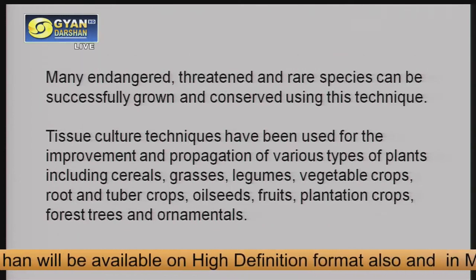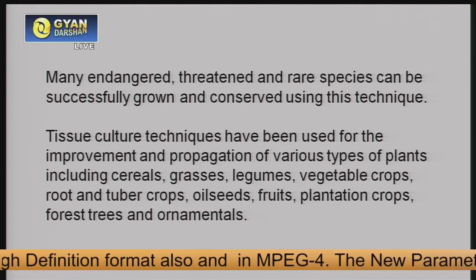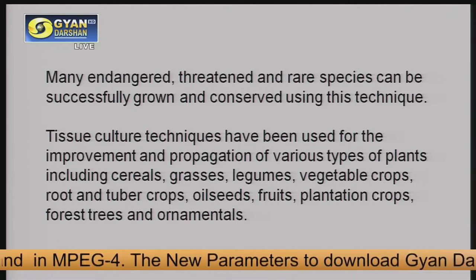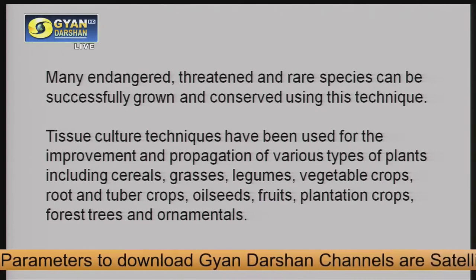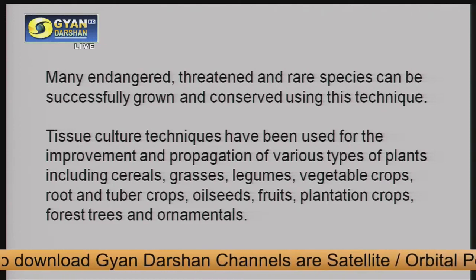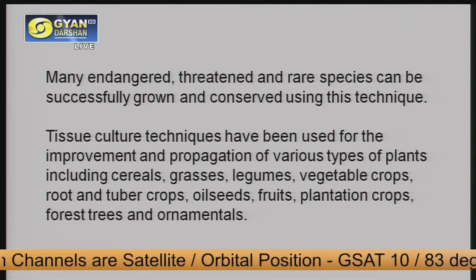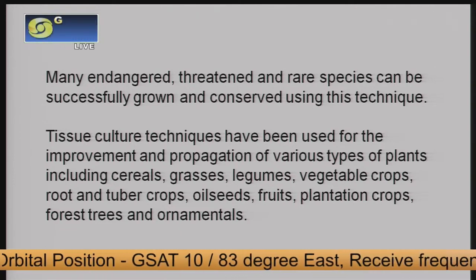Now another very important point: there are many endangered species, threatened species or rare species, that means those whose existence is at stake. So if you can propagate those plants in laboratory conditions, then you can maintain those plants. You can protect them to some extent from becoming extinct or endangered. And you can do it in a much faster time.